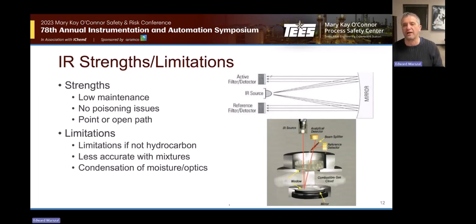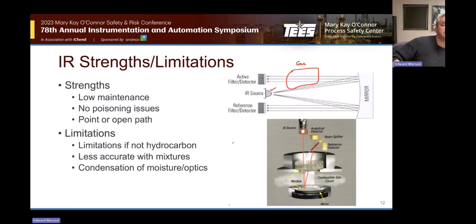So you see here in these images that you're going to have an IR source over here. It's going to send beams, and the active beam is going to go through your gas, but your reference beam is not going to go through the ambient air. So you're going to be able to measure the difference again between active and reference in terms of absorption. You can see that again here. We've got our IR source, and you're going to be able to deflect the beams between reference and analytical.